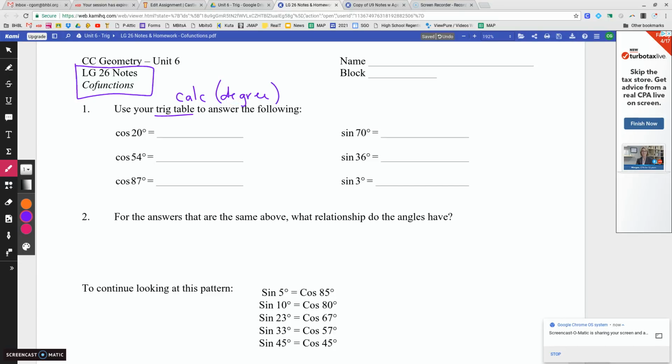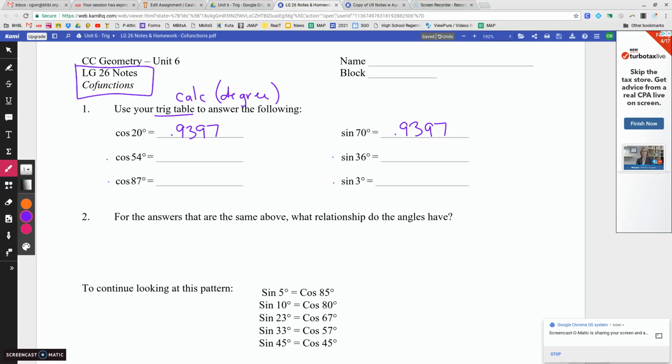to find the following. So if I put in the cosine of 20 and I round to the nearest 10,000, I end up with 0.9397. Now if I put in sine of 70, I end up with the same number, 0.9397. Now pause the video for a moment so you can find the cosine of 54, the sine of 36, the cosine of 87, and the sine of 3.